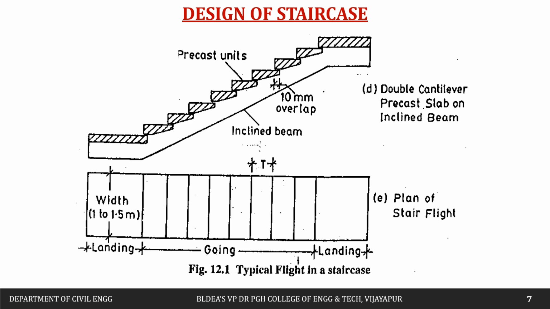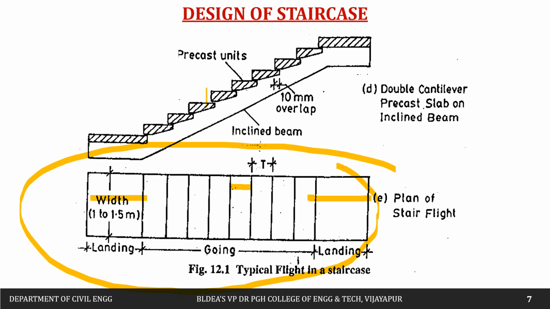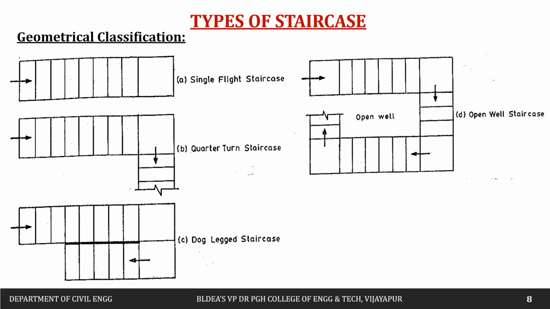Then next, you can see, this is the typical flight of a staircase. This horizontal distance we call the tread, the vertical distance we call the riser. This will be the landing which is being provided. This is one flight, a typical flight in a staircase.